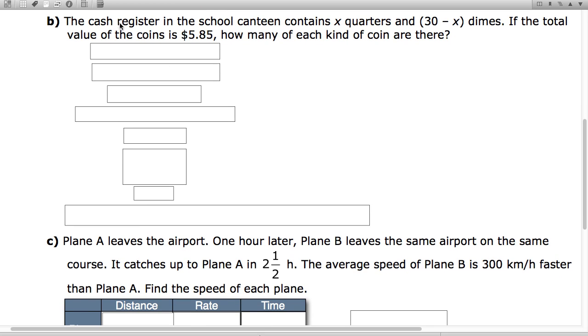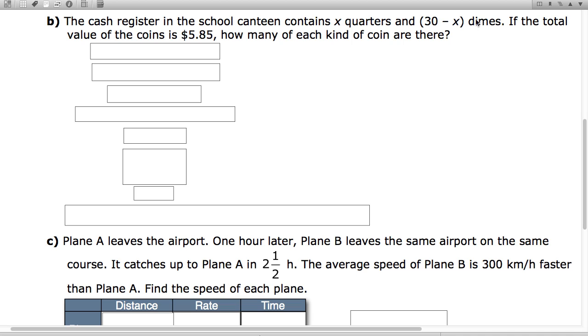It says in part B that the cash register in the school canteen contains a certain number of quarters, x, and a certain number of dimes, 30 minus x. So basically what we're saying is that if we've got, let's say, 1 quarter, then there are 29 dimes. That makes 30 coins in total. If there are 2 quarters, there are 28 dimes. That makes 30 coins in total. If there are 5 quarters, there are 25 dimes. That makes 30 coins in total.